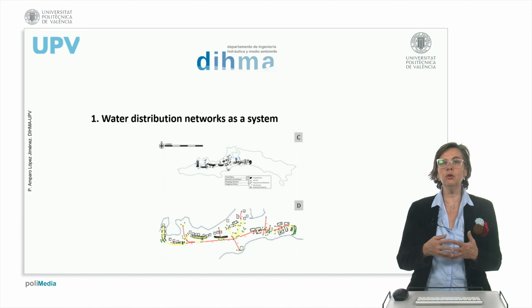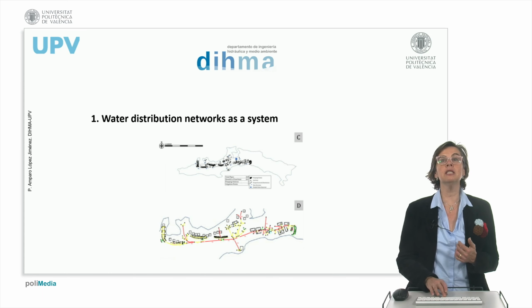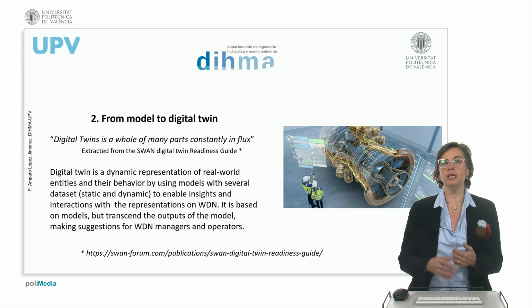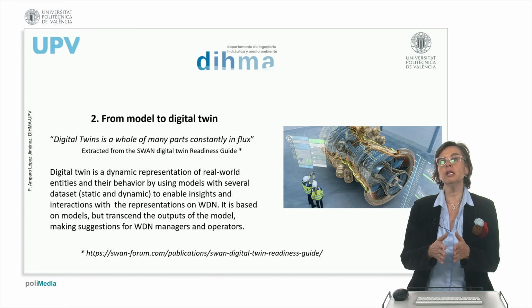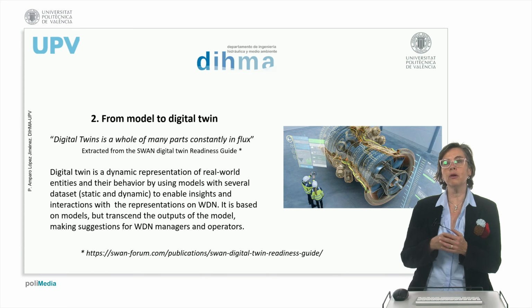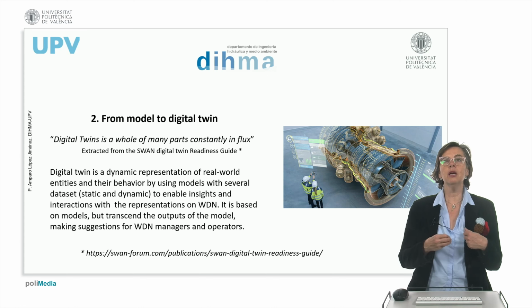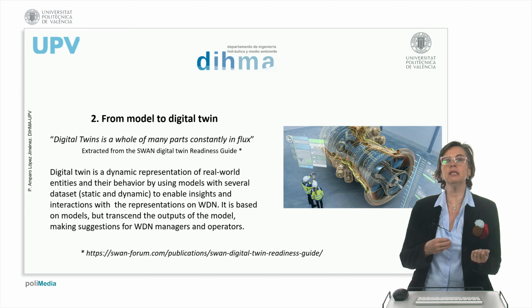So what we are looking for is to find a model, much more than a model, a system that helps us to take decisions over the water distribution system with a digital twin. So this is the way from model, which interacts with all the equations, inside a digital twin, which is a whole of many parts in a constant flux.